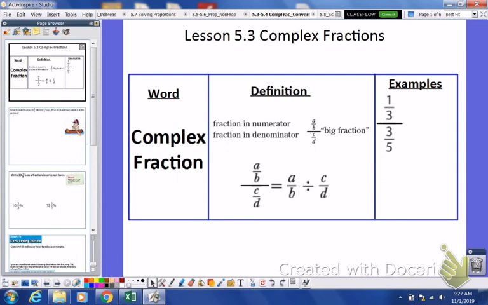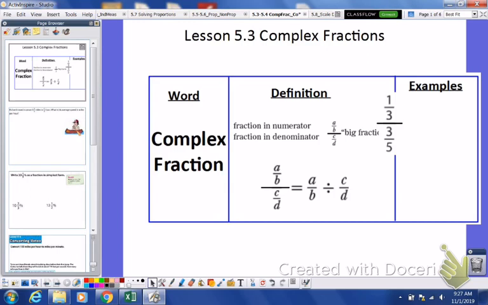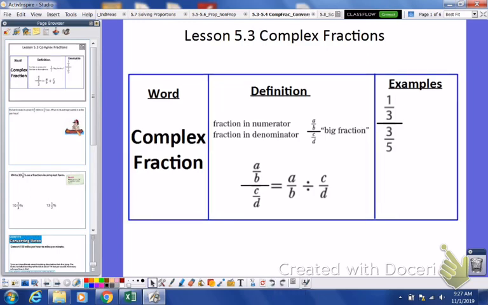So starting off, the definition of a complex fraction is when you have a fraction in the numerator and a fraction in the denominator. Sometimes we call it a big fraction. It would look like this, where we have the fraction a over b divided by the fraction c over d, which we would then rewrite like this. So a over b divided by c over d. We've actually done some of this earlier this year, so this is kind of a review.